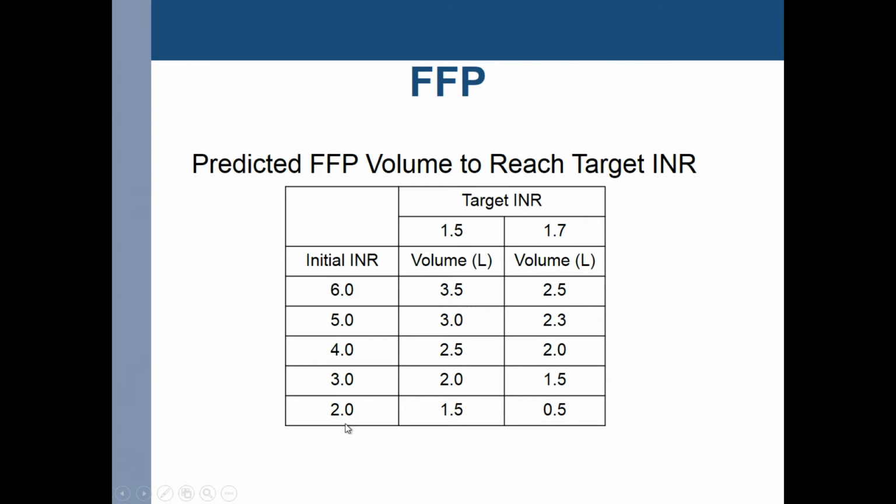And at the bottom, if they come in with an INR of 2 and you're just trying to get them down to 1.5, you still need to give them about 1.5 liters of FFP. So it is certainly a large volume of fluid that could cause some issues in your cardiac or renal patients.